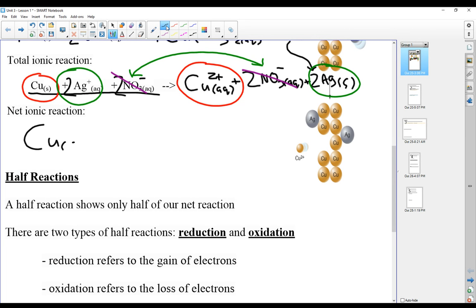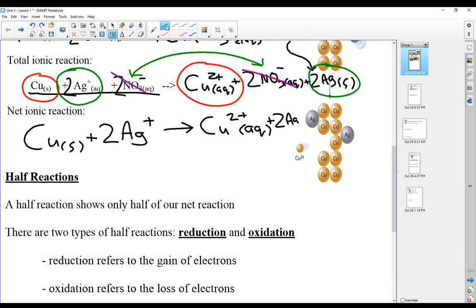So I have copper solid plus 2Ag+ produces Cu2+, which is aqueous, plus 2Ag solid.